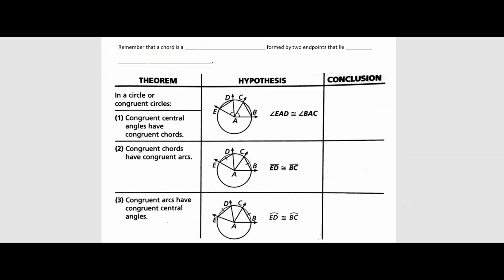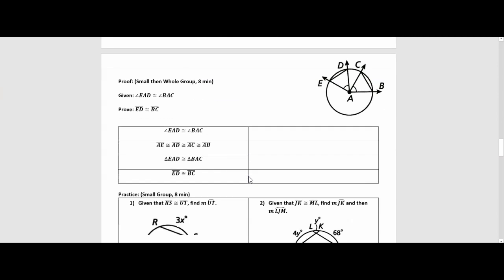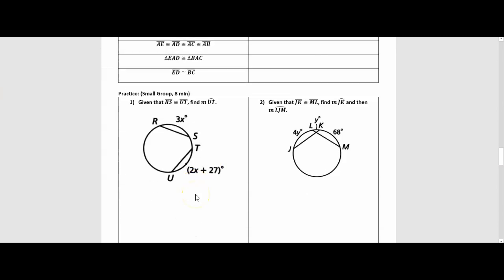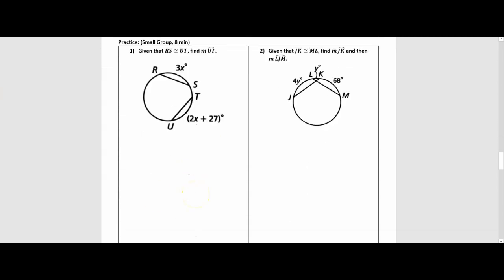All right, let's apply these. We're going to skip the proof, but we are going to look at some practice problems, at least one. Let's just look at number 1. Pretty straightforward, but we'll do it regardless. It says, given that segment RS is congruent to UT, find the measurement of arc UT. Think about what theorem up there we could use and how we could use it to solve for x and then maybe find the measurement of UT.